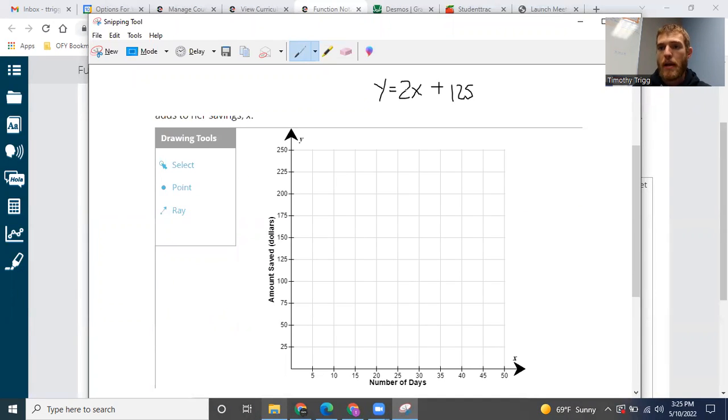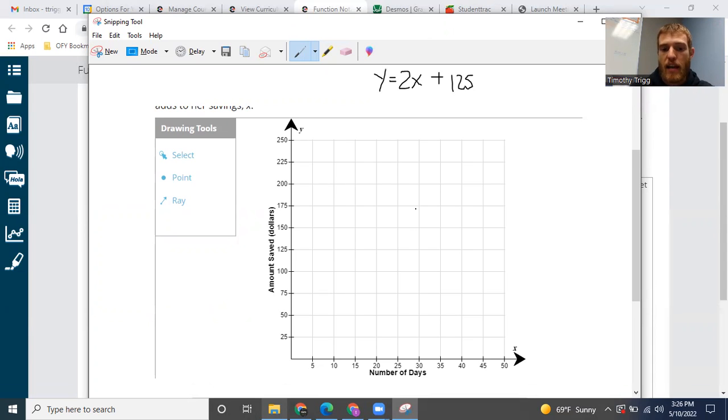Now notice the starting amount she has is 125. Then her growth rate, or in other words, the amount she saves is $2 per day, where X is the number of days and Y is how much she's saved. Notice X is the number of days, that's your independent variable. And the amount saved depends on the number of days. So let's go ahead and graph our equation.